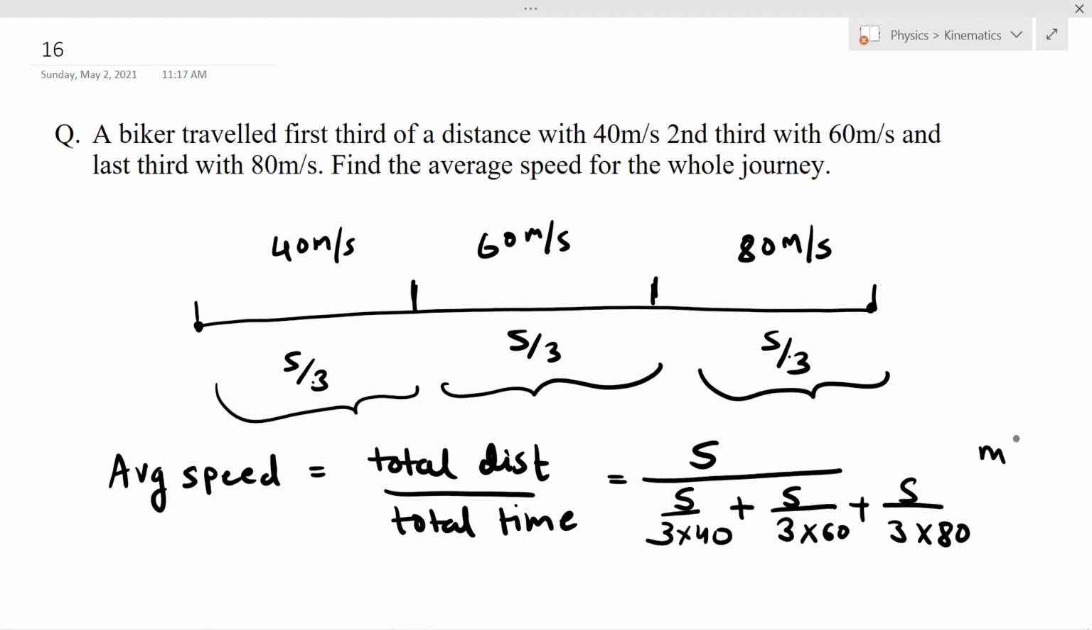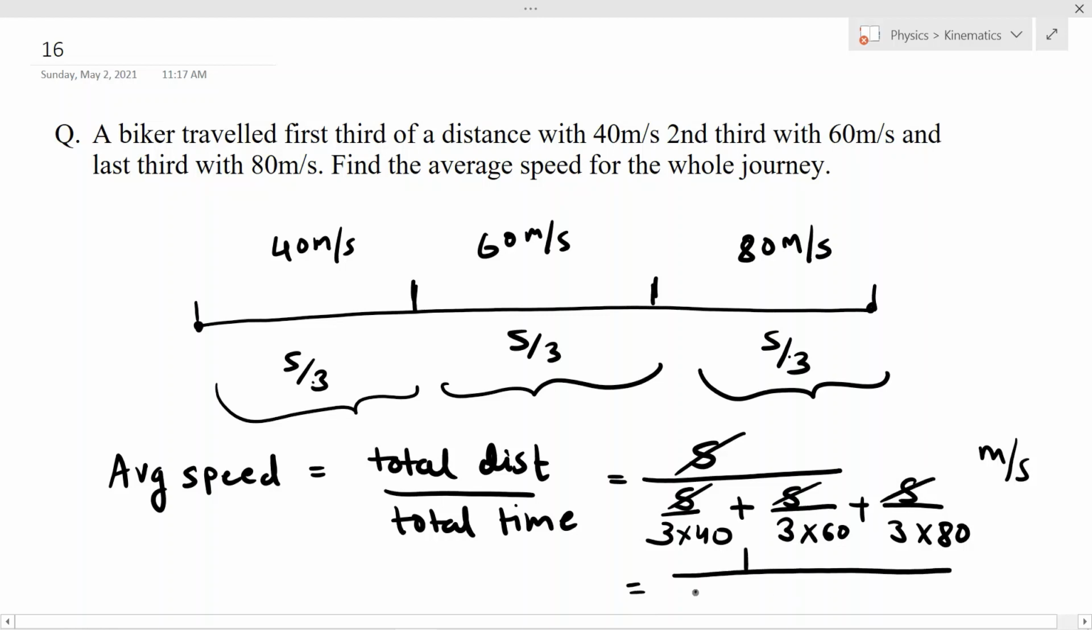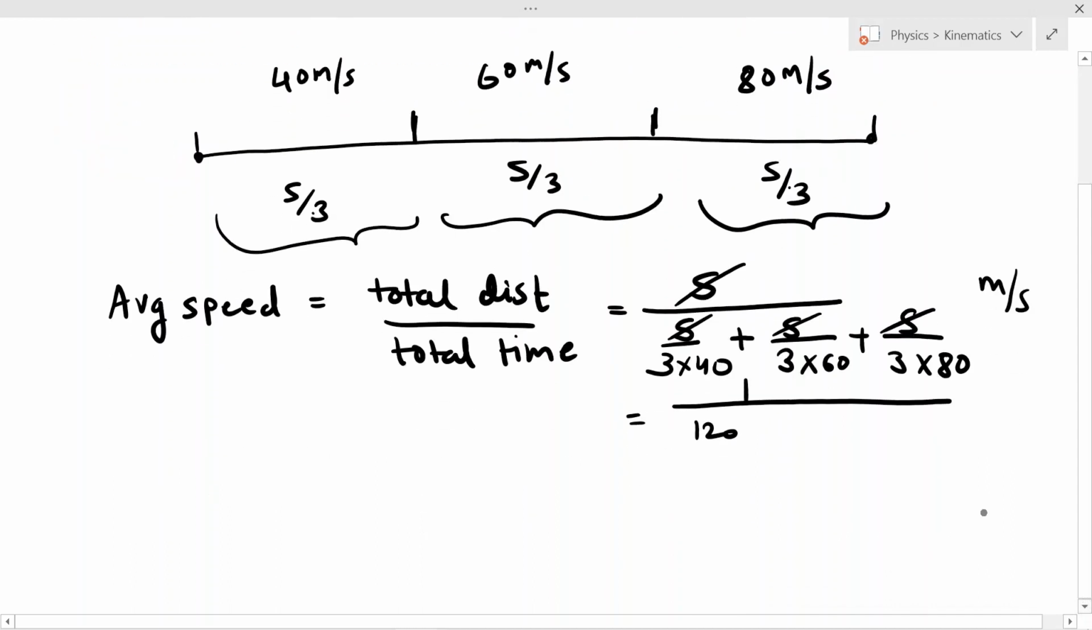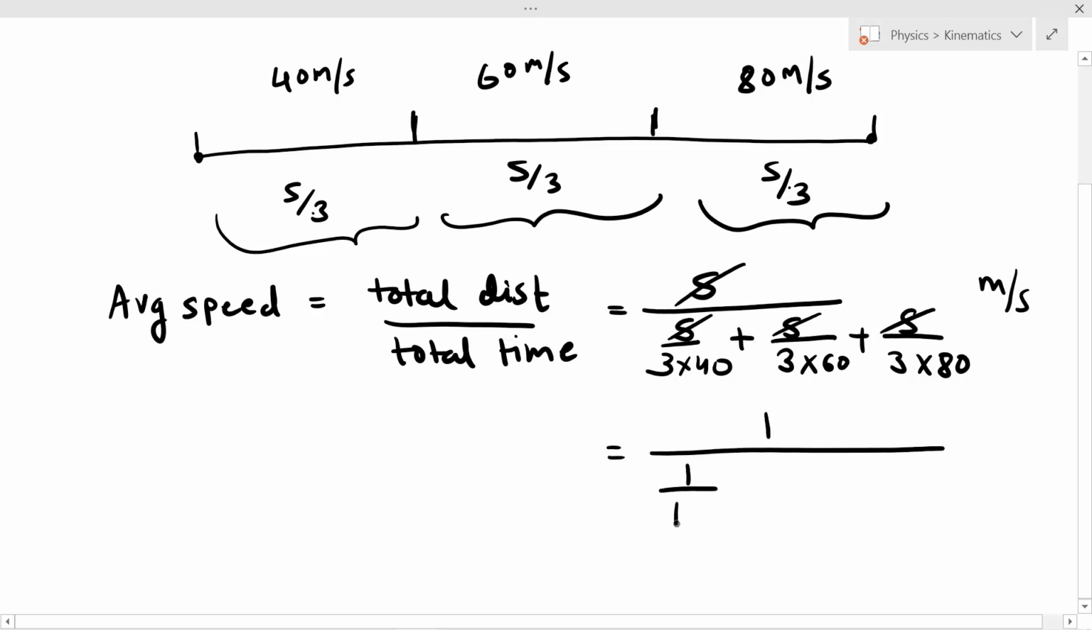So this is meter per second, whole unit. So this s gets cancelled. So this will be 1 upon 120, this is 1 upon 180, and this is 1 upon 240.